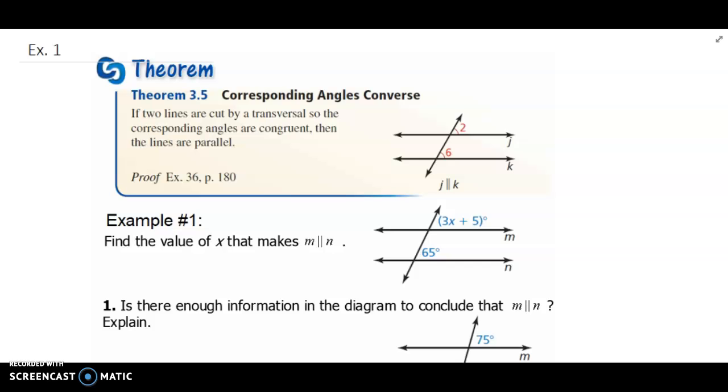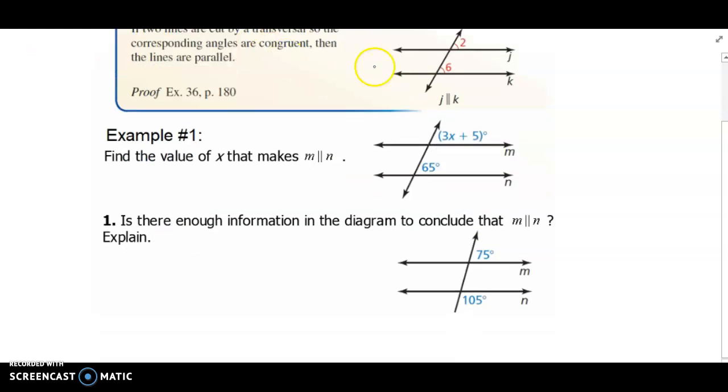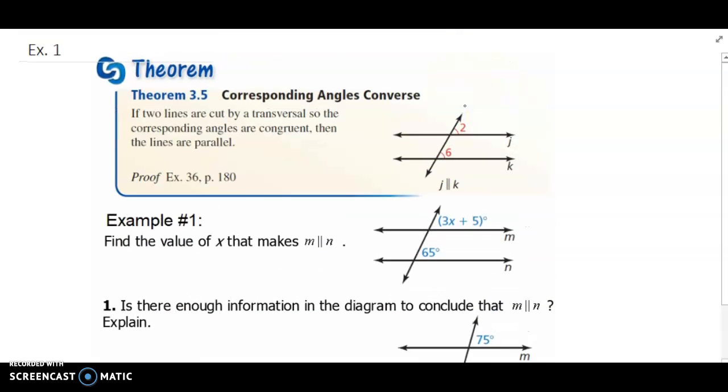All right, guys, let's look at section 3.3 now. So we start section 3.3 with the introduction of the corresponding angles converse. Now remember, the converse of a statement is when you switch the hypothesis and the conclusion.